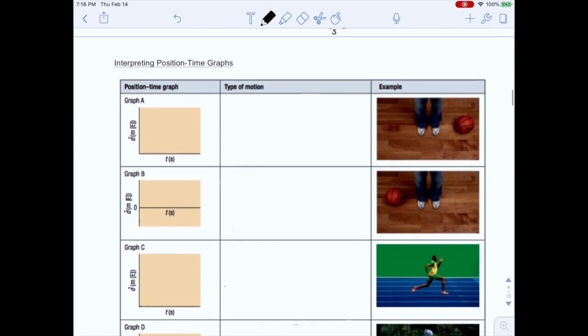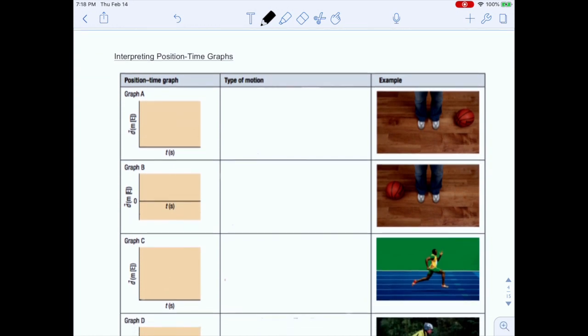Now that's not the only shape of a position time graph or the only type of motion that we can plot on a position time graph. We're going to look at several examples. The first example is the basketball shown in this first diagram. If you notice, the basketball is stationary and it's located some distance to the east of this person. So we'll say that the object is at rest at a position that is east of the person.